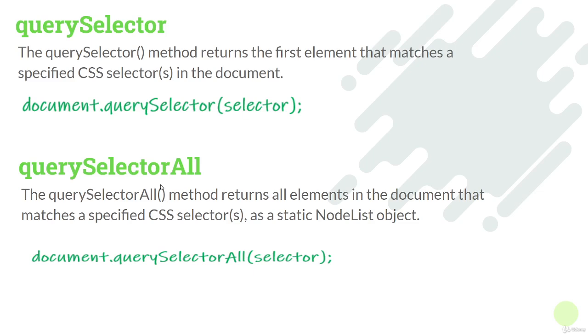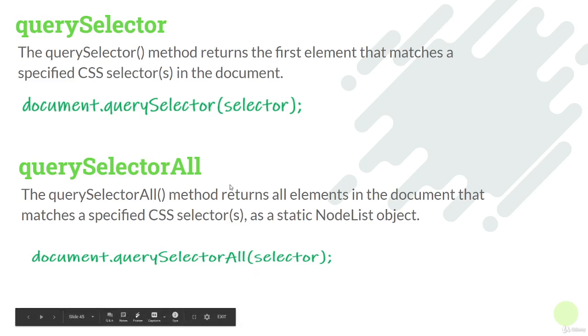Then we have querySelectorAll. The querySelectorAll method returns all the elements in the document that match a specified CSS selector. It never returns an array, it always returns a static NodeList. That is the problem: many people consider it an array, and we'll prove it's not an array. So it returns all the elements that match the selector. Let's go to our VS Code and see.